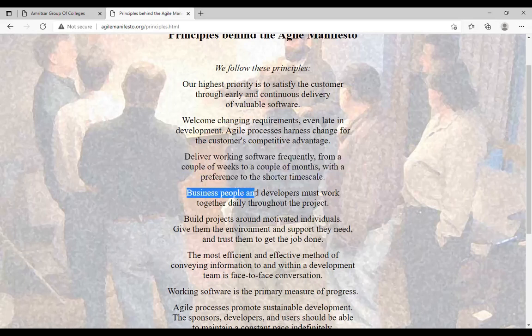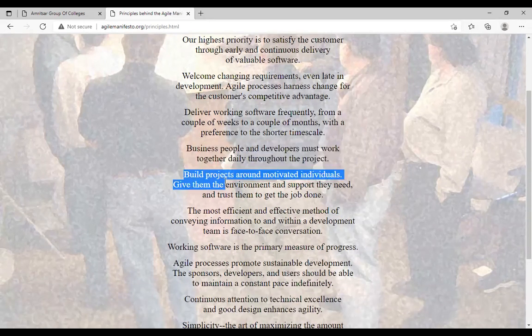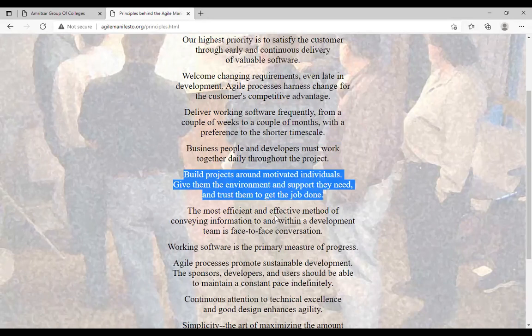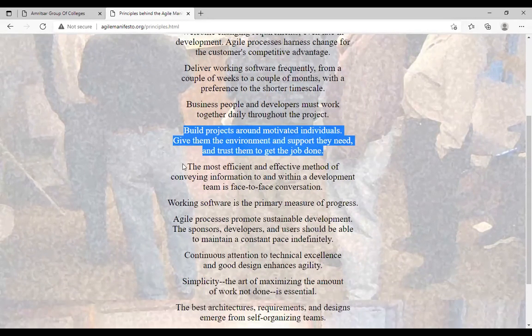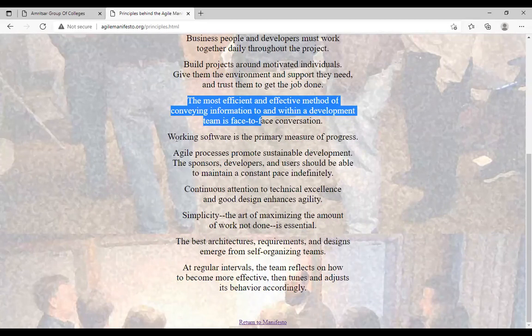Then business people and developers must work together daily throughout the project. Then build projects around motivated individuals, give them the environment and support they need, and trust them to get the job done. That means having faith in the team. The most efficient and effective method of conveying information to and within a development team is face-to-face conversation. It is important that they discuss their ideas. Face-to-face conversation is very important when developing any product.